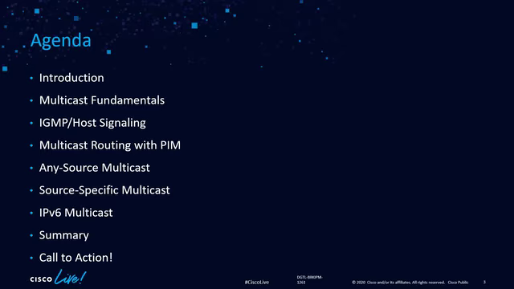In this part, we're going to be finishing up with AnySource Multicast, specifically Anycast RP. Then we'll be moving on to source-specific multicast. We'll cover IPv6 multicast at a high level, and then summarize the breakout. Without any further ado, let's move right into it.